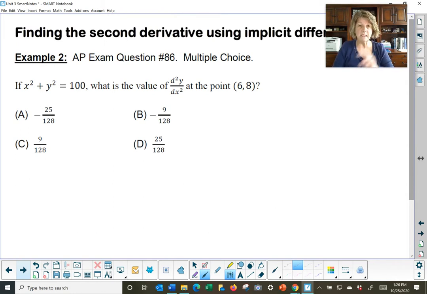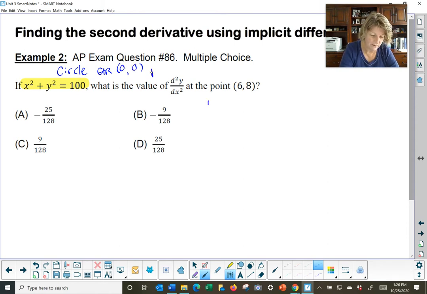Example 2. Find the second derivative using implicit differentiation. Exam question number 86, also found in the calculator part of the exam. And they give you x squared plus y squared equals 100. Do you recognize this function? What is that function? It's one that you should know. It is studied when we work with the conic sections. This is the equation of a circle. And its center, do you know what its center is? 0, 0. And its radius would be 10. We can tell all those things from that equation, can't we?